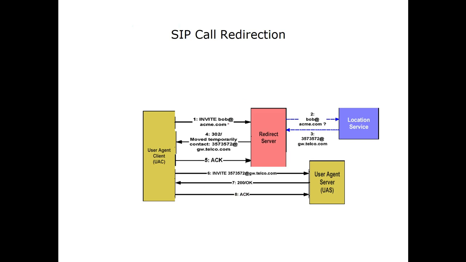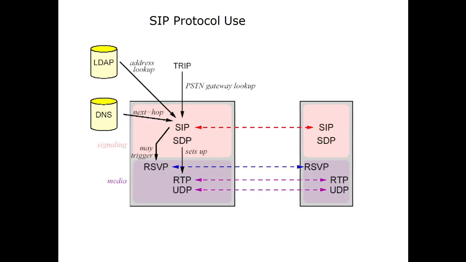So this is the call redirection. SIP call redirection means when it is busy, it will redirect. When the server moves temporarily, that is 302, it sends an error with respect to telecommunication.com, and it acknowledges the information when it is already connected. It receives acknowledgement and sends UAS server messages by sending the invite message. So it is automatically connected with respect to the location service. So this is where the SIP protocol is used.